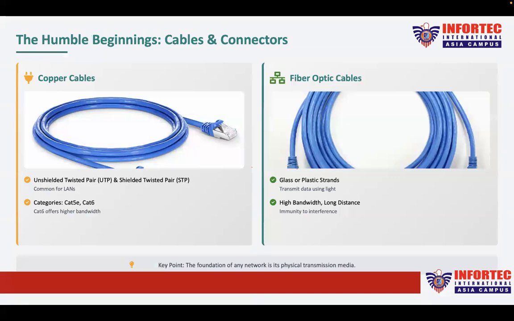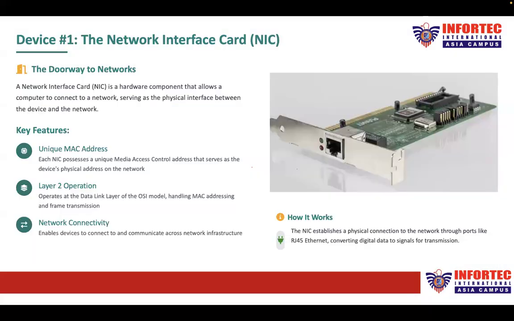And then we started with cables and connectors. For copper cable, we have two types, unshielded and shielded twisted pair cable, and then fiber optics, very popular these days. We can send very large data packets and data with that. And then we have the NIC, the network interface card, where we connect the network cable to the computer.